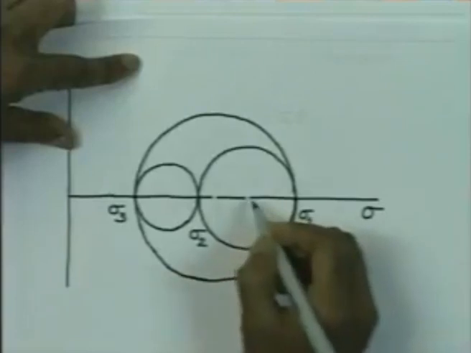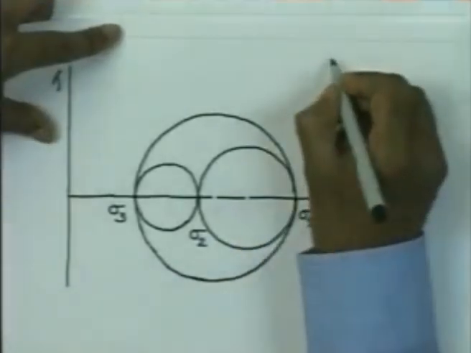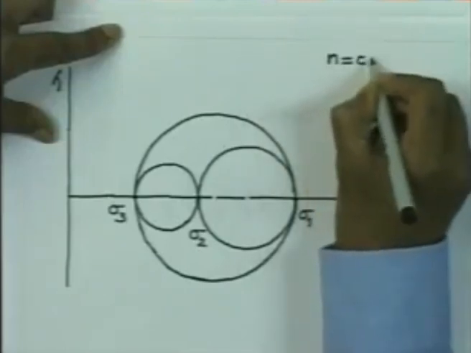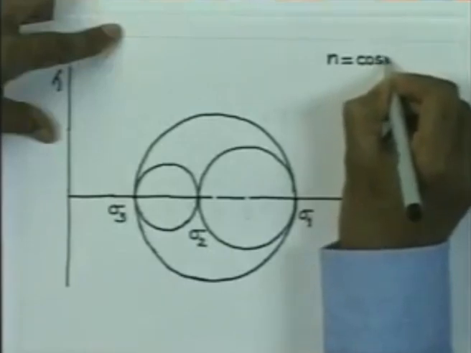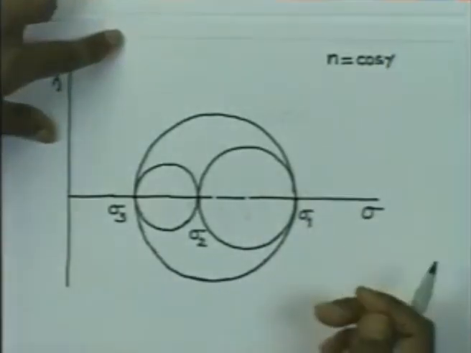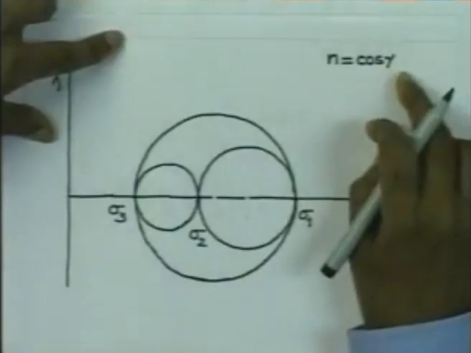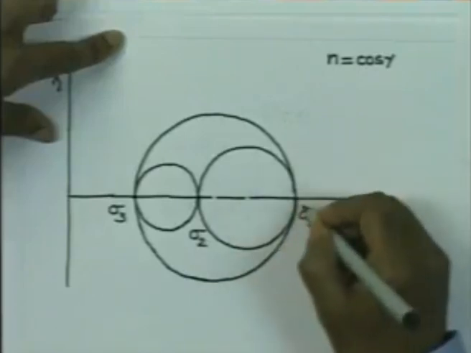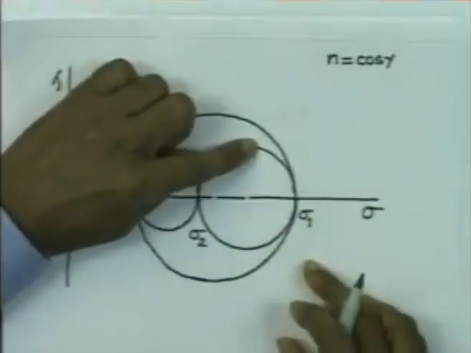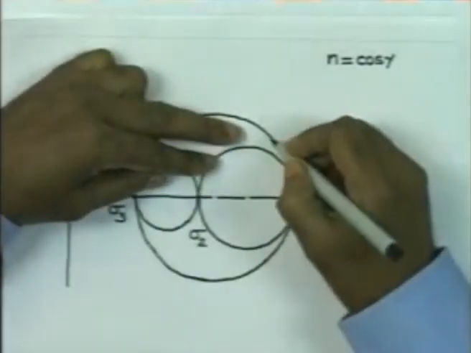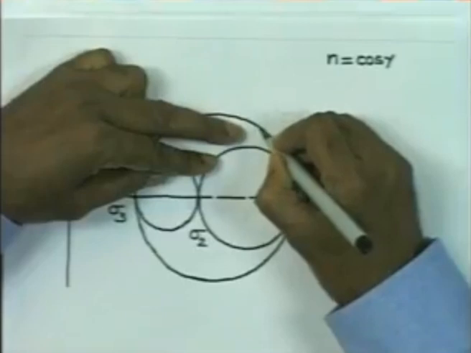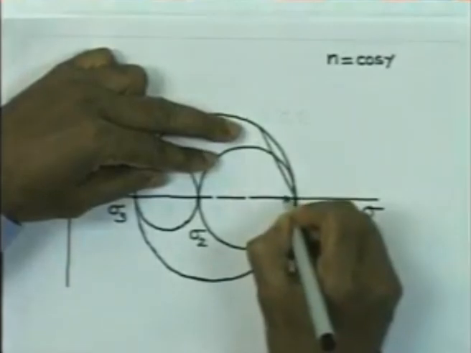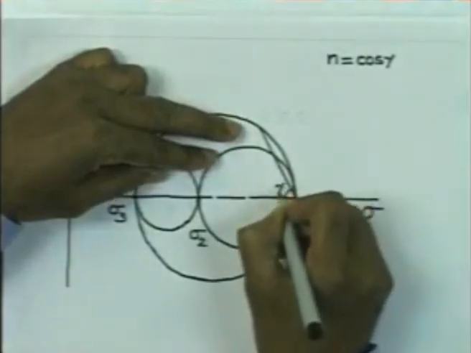So, now let us consider that n is equal to cosine gamma. So, angle gamma is known. Now, we draw a line at an angle of gamma with the normal stress axis. So, we draw a line here at an angle of gamma with the normal stress axis. So, this angle is gamma.